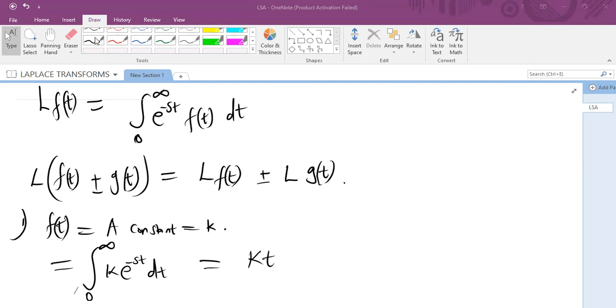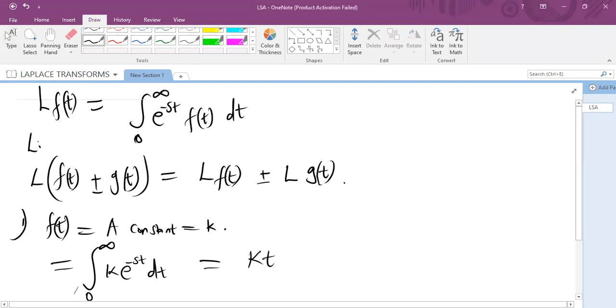Now, Laplace transform is linear, such that if you have two functions which have been joined together by addition or multiplication, getting the Laplace transform of the whole of this is just the same as getting the Laplace transform of each one of them separately. Now let's look at how to get the Laplace transform of some basic functions.